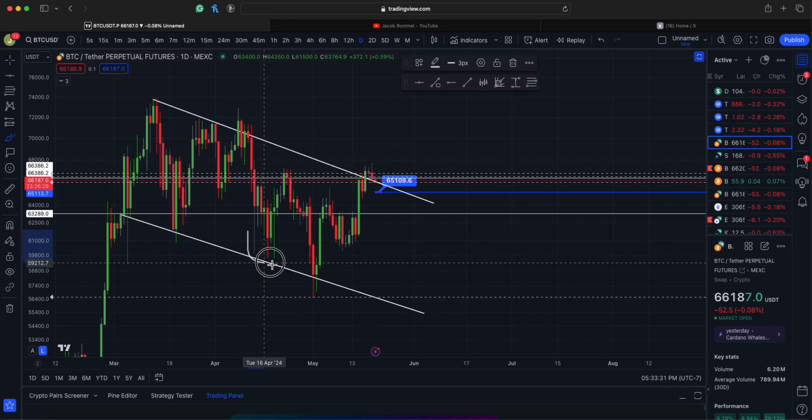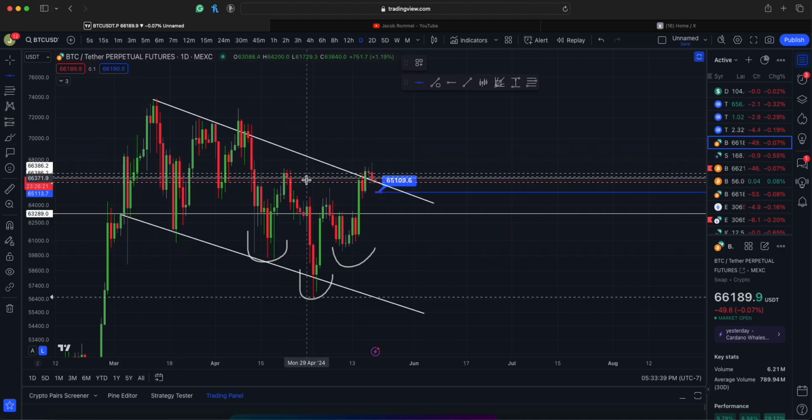And what you're going to do is you're going to see your shoulder right here, and you're going to see your head right there, and then your shoulder, right? So it makes kind of a head and shoulders pattern, but we're inverse. So this is more bullish. Now, if you guys look, this is the neckline, this support line, which is also resistance at the moment.